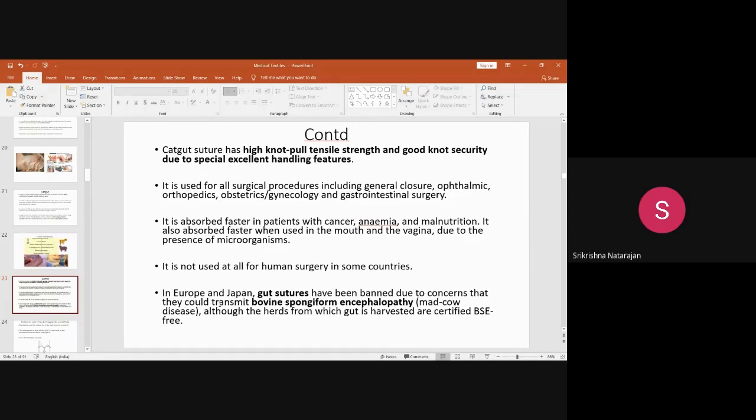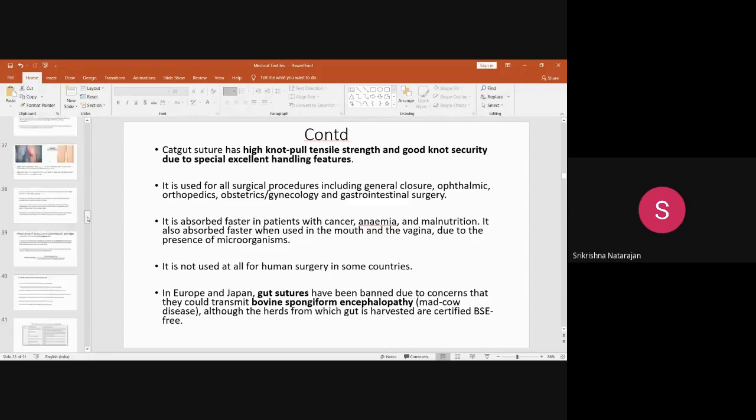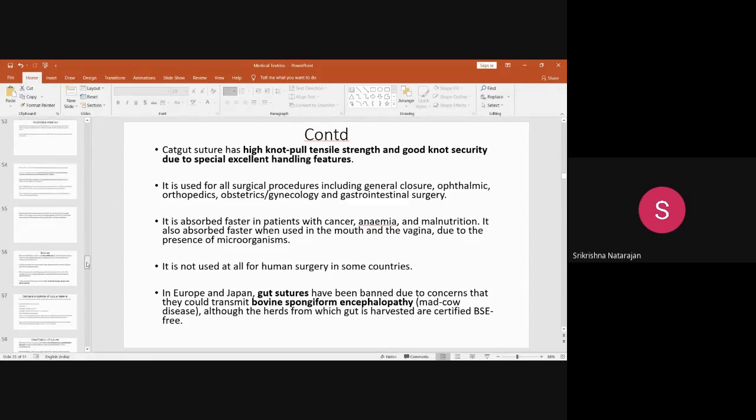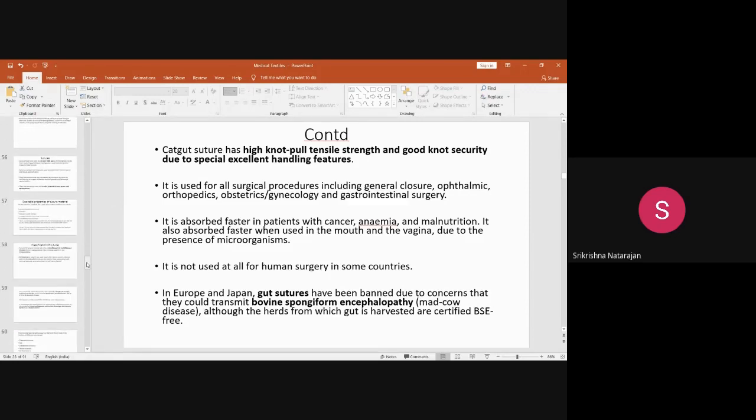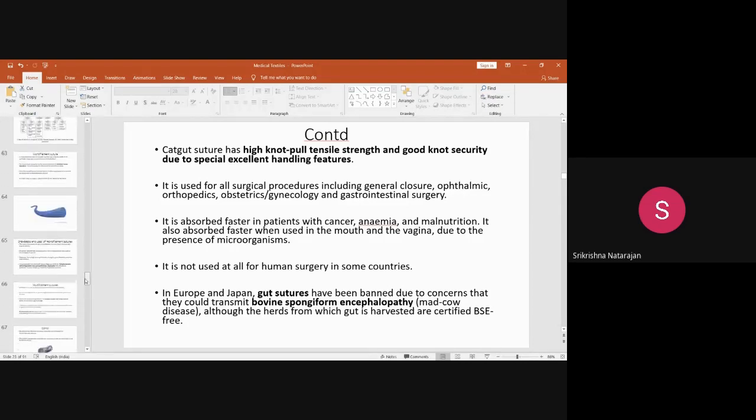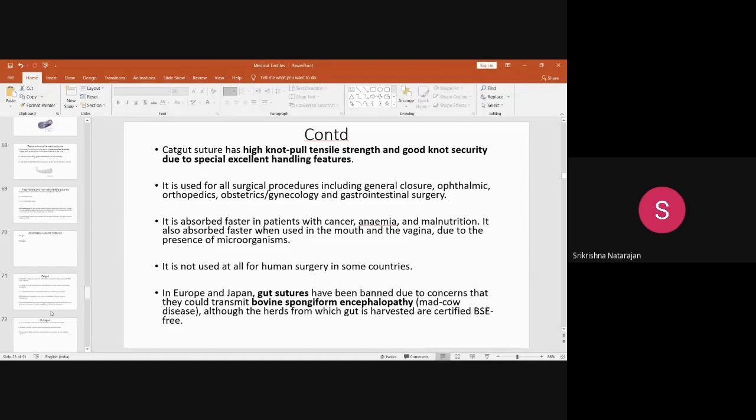And the thing is, it will absorb very fast in the body, and it can be used in the place where the infection is already there. So that is also an advantage. Those things we have already discussed. So this is about the catgut type of fiber. Next is the collagen.